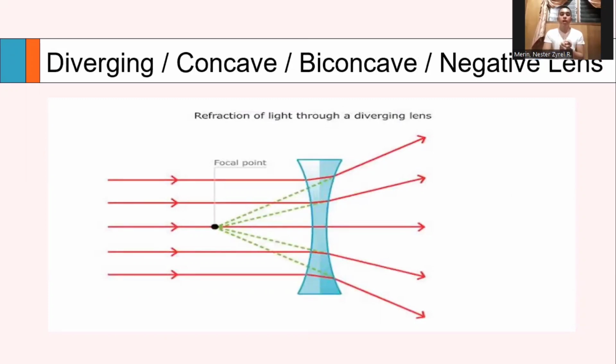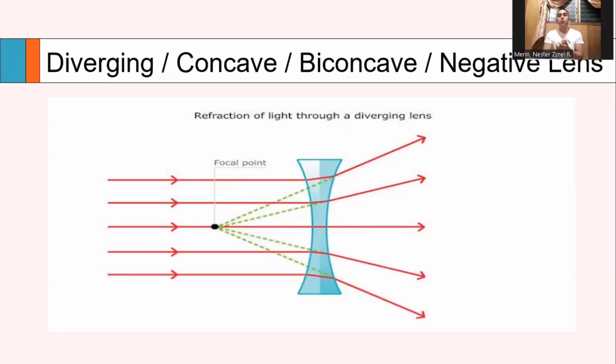Second is the diverging, also known as concave, biconcave, and negative lens. As you may see in the illustration, coming from the left side, the light rays will enter the concave lens. Then they will go in different directions because the word implies diverge, which means to be separated. The purpose of this is to widen or expound the direction of the light rays.